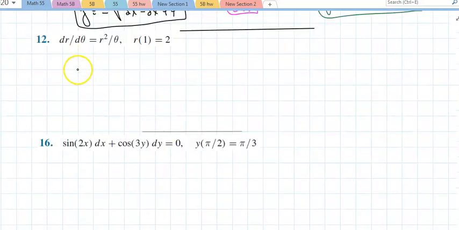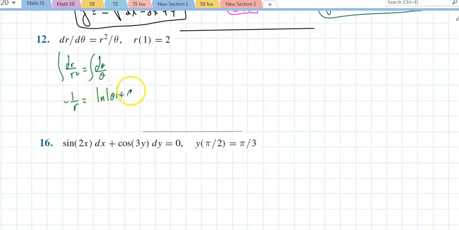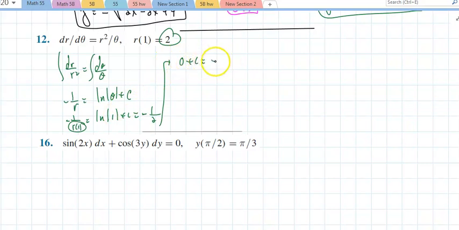Two more problems to go, 12 and 16. Well, here I'm going to say dr over r squared equals d theta over theta. If I integrate, negative 1 over r equals natural log of theta plus c. So I could figure out what c is. I could say, if you throw in a 1, that's natural log of 1 plus c, and that equals negative 1 over 2. So 0 plus c equals negative 1/2, c equals negative 1/2.